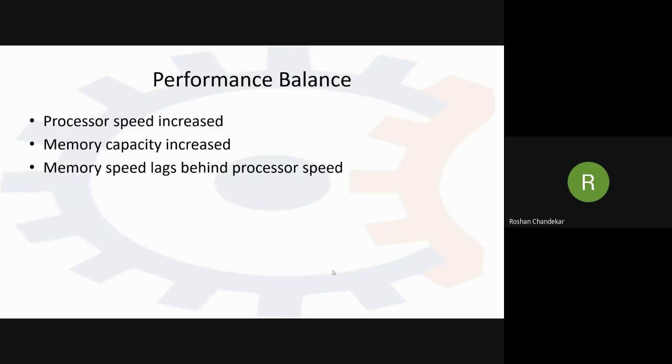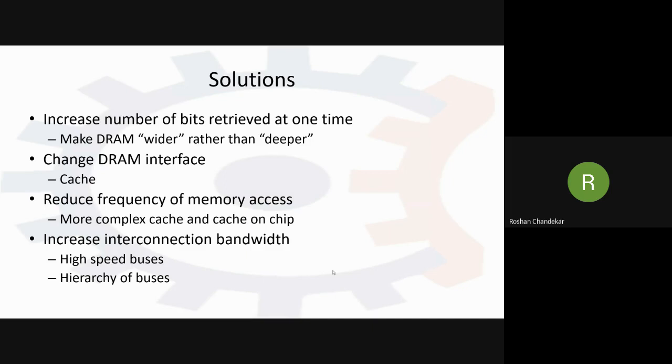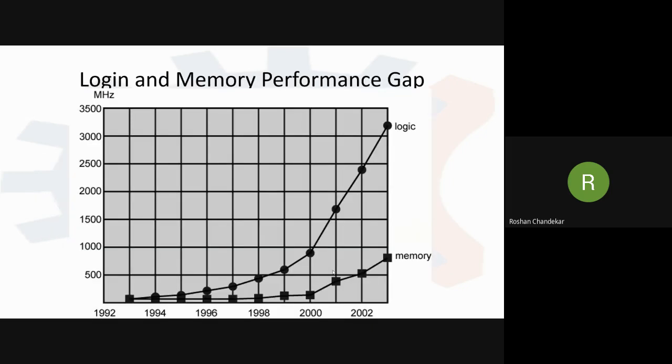Performance balance. These are the logic and memory performance of the CPU from 1992 to 2000, where logic was improved in megahertz and memory also went up to 1 terabyte, 2 terabytes. Nowadays a system has 1 TB of data stored in a single laptop. So that is all about the CPU and memory architecture.